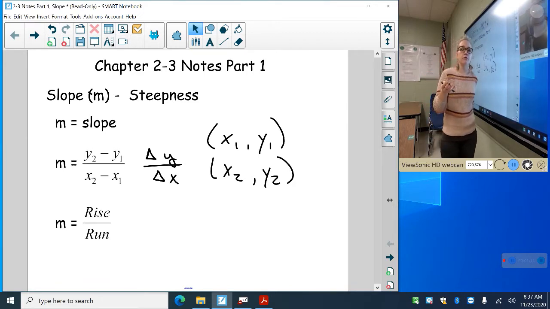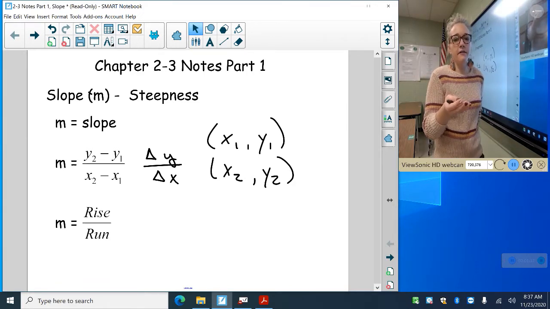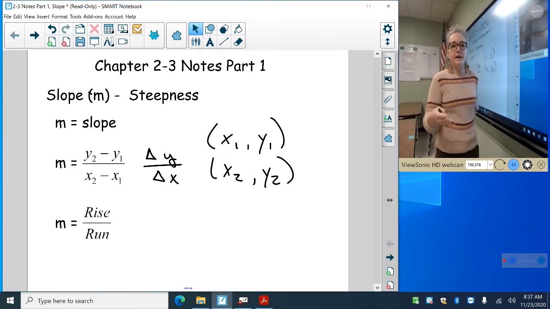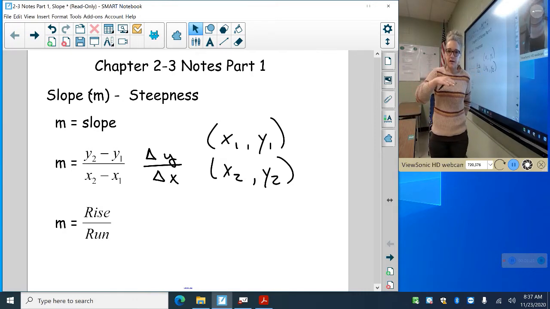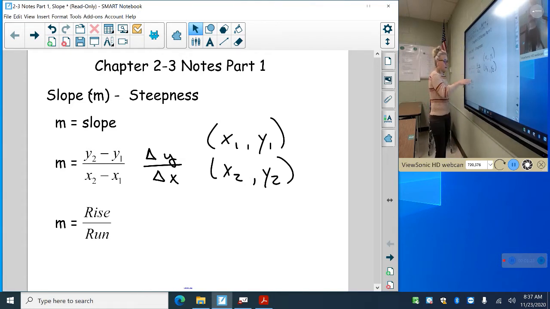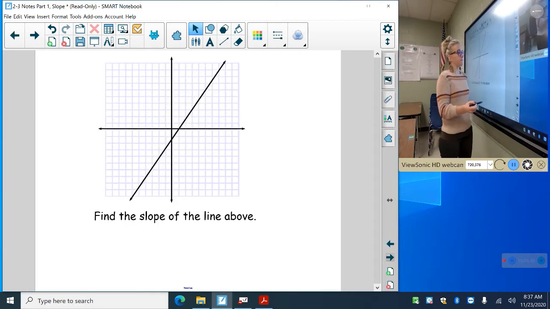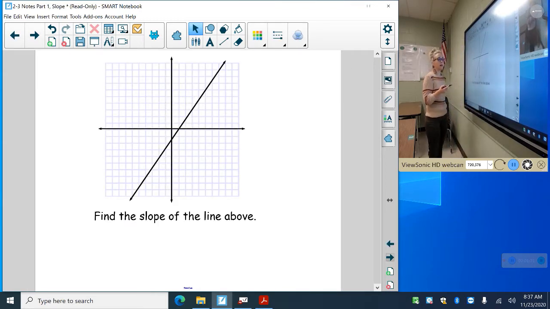If you think about a roof or the grade of land, anything like that, you're talking about how much it moves up and down compared to how much it goes right and left. Also known as rise over run. You may have heard that before. Lots of different ways. So, find the slope of the line. First thing I want to do is find 2 points on the line so that I can calculate it algebraically. You can also count, which I know a lot of people do. We can do both so that you can get a better understanding.